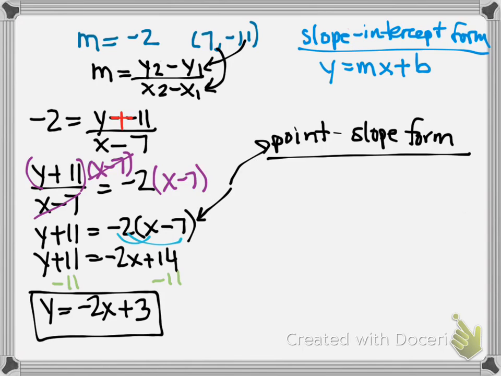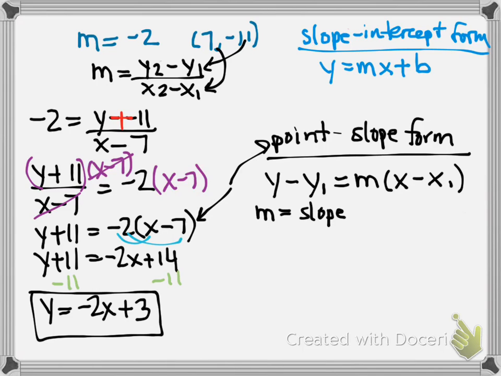Okay? So in general, what does point slope form look like? Well, we have a y minus a y coordinate, y sub 1, that equals a slope times the quantity x minus an x coordinate. So again, m is slope, and x sub 1, y sub 1 is a point on the line.